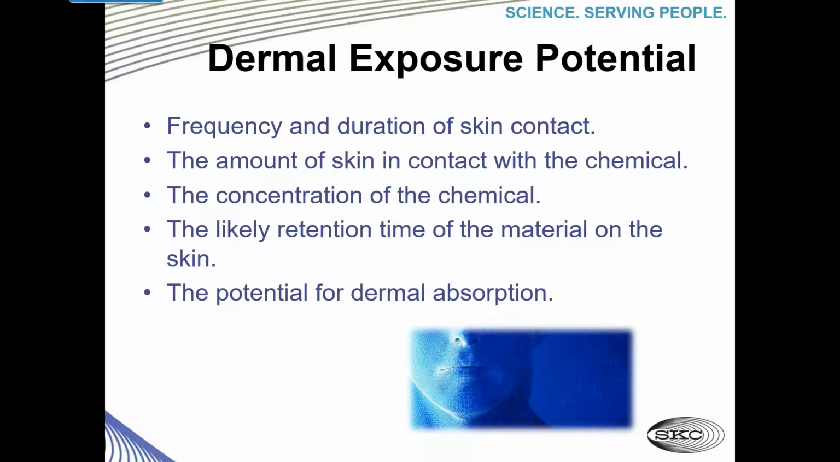And then you can determine the potential of dermal exposure, which includes the frequency and duration of that skin contact, the amount of skin in contact with that chemical, what's the concentration of it, the likely retention time of that material on the skin, and the potential for dermal absorption. That's why whenever they put that skin notation, it helps us assess which contaminants need to be evaluated and how. So thank you to NIOSH and OSHA and ACGIH for putting those together.